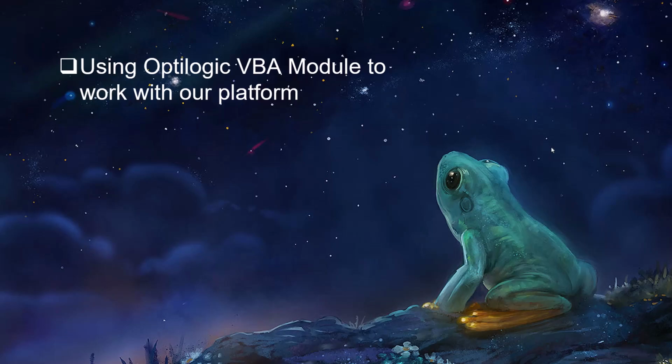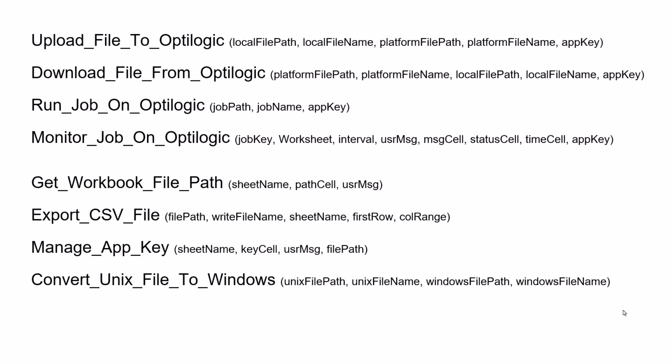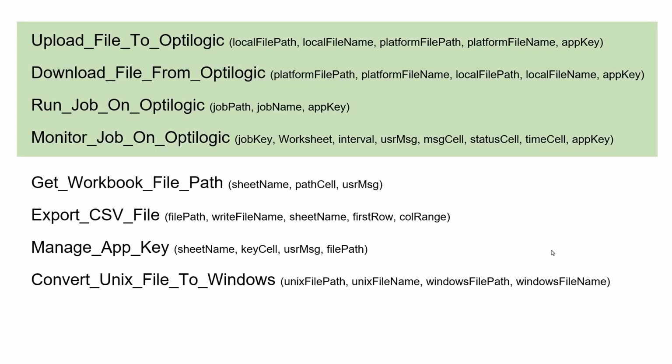In this chapter, we're going to learn how to use the Optilogic VBA module to work against the Optilogic platform. The Optilogic.bas file is a VBA module that can be very easily imported into any macro-enabled workbook. So once we've imported the Optilogic.bas file, we'll have access to a range of useful functions. In this chapter, we'll concentrate on the functions that work against the Optilogic platform.